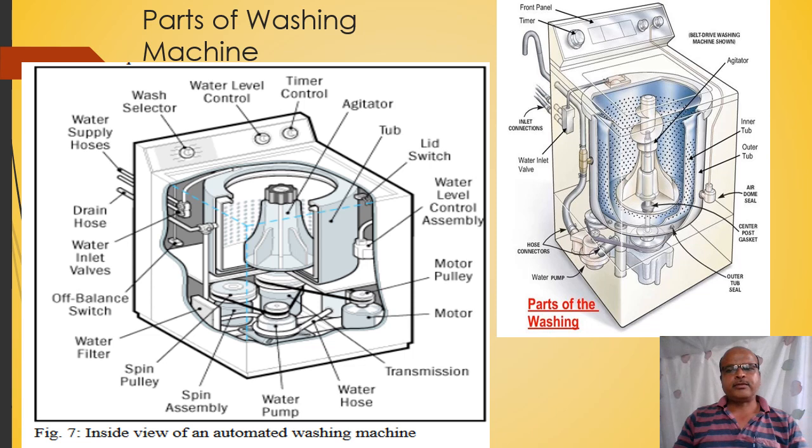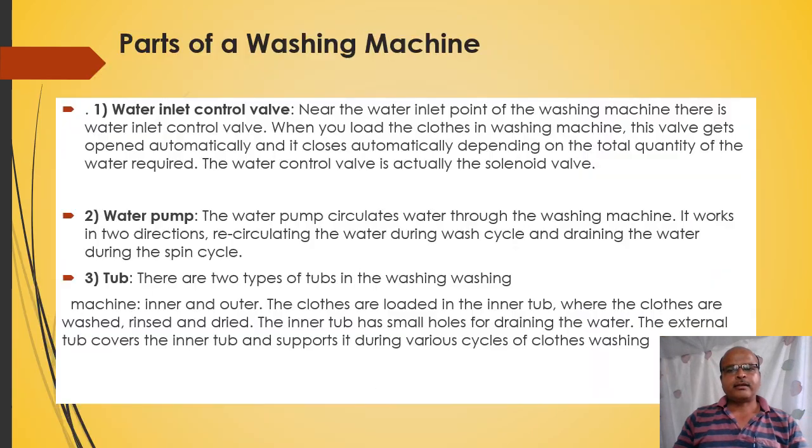So next we will take the parts of the washing machine. These are the different parts of the washing machine. That is the water inlet control valve. Near the water inlet point of the washing machine, there is a water inlet control valve. When you load the clothes in a washing machine, this valve gets opened automatically and it closes automatically depending on the total quantity of water required.